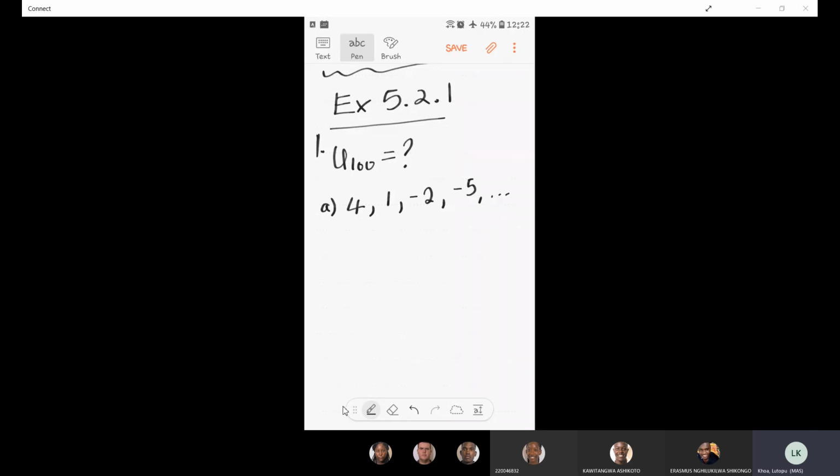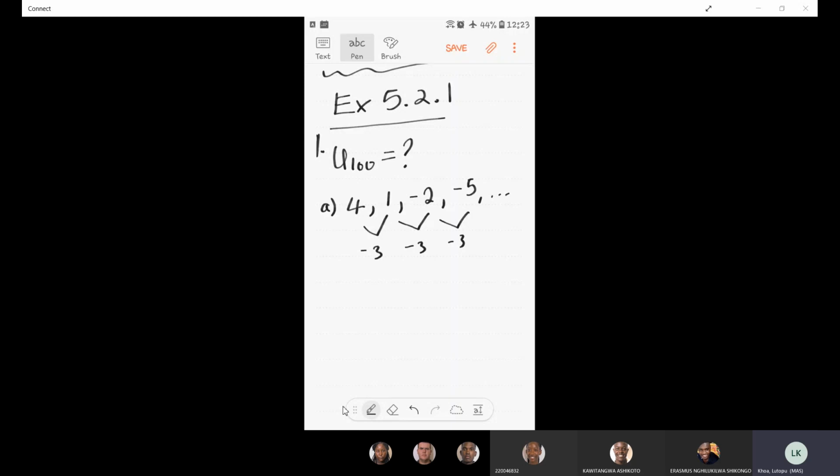So the dots are important. They show that the sequence continues. It doesn't stop at -5. So again, you can always check, say 1 minus 4, this is -3, -2 minus 1, this is -3, -5 minus -2, this is -3. So this is in fact an arithmetic progression.